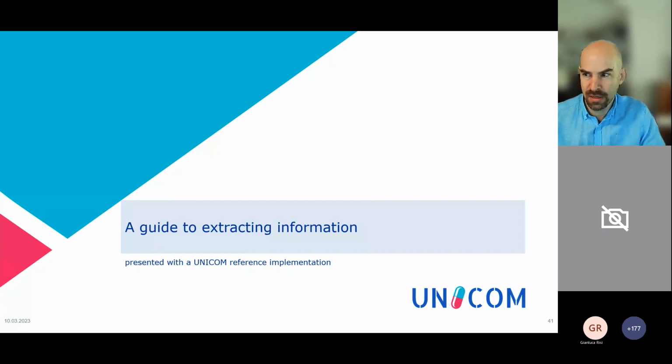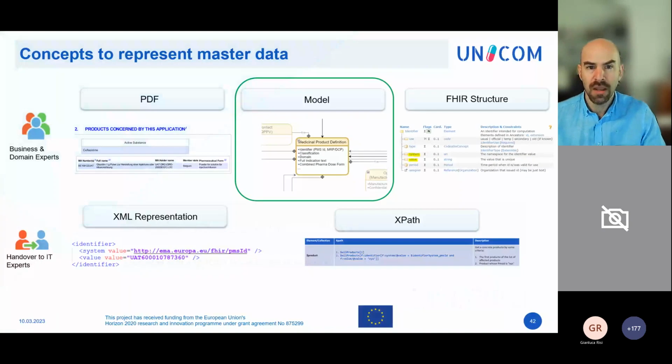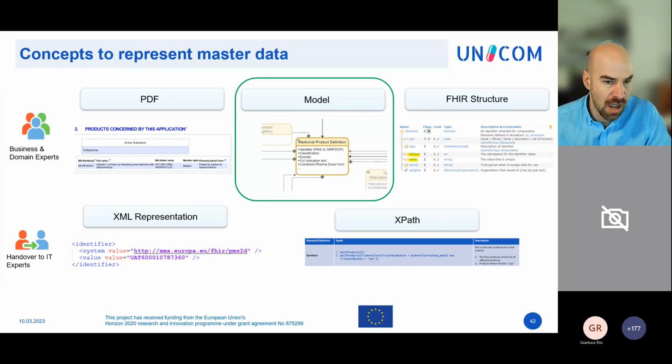Now, the guide of extracting information is using how I've shown that we represent master data. We will start with the PLM portal, then go to the PDF and show how it looks there. Then we will show how to find it in the model, how it looks like in FHIR, how the XML example looks like, and what the XPath is. The first three a business expert will understand, the second two an IT expert will understand.